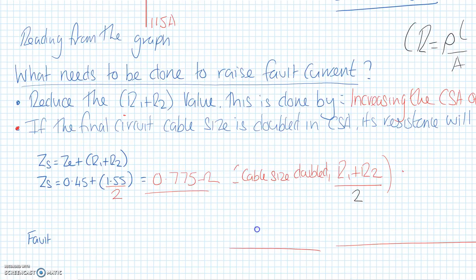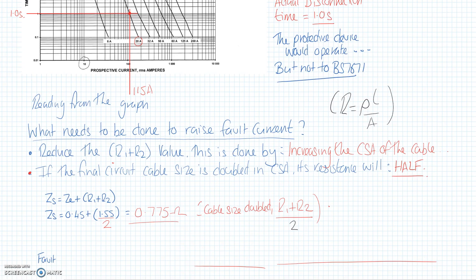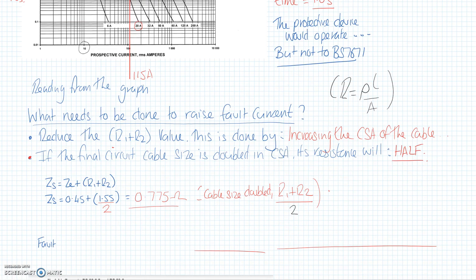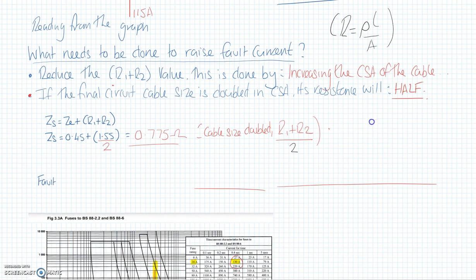So using the resistivity formula, how can we raise the fault current? Well, we reduce the R1 + R2 value, so we increase the CSA of the cable. If we double the area, we halve the resistance. So let's have a look. We're going to change our cables, double them up. Maybe we want them in parallel, but we'll just make them bigger for now.